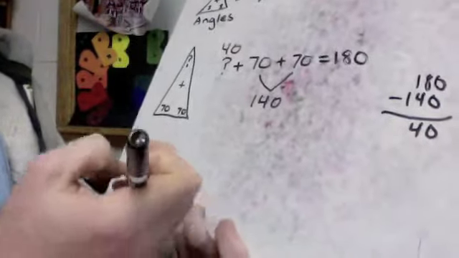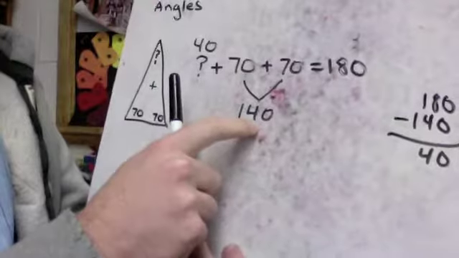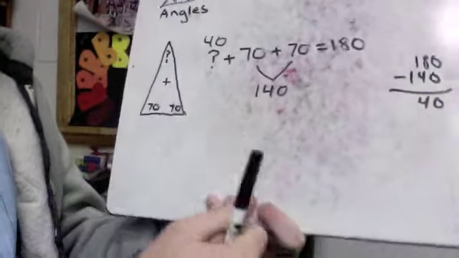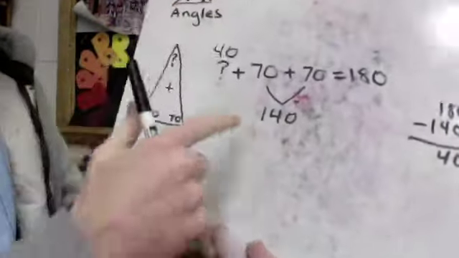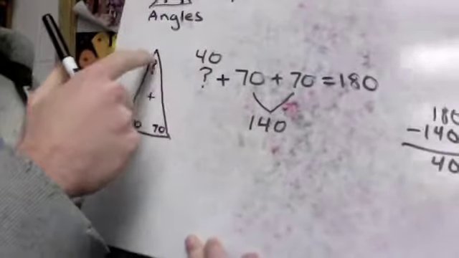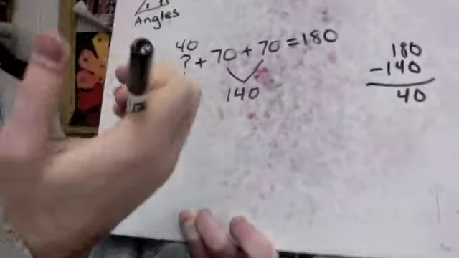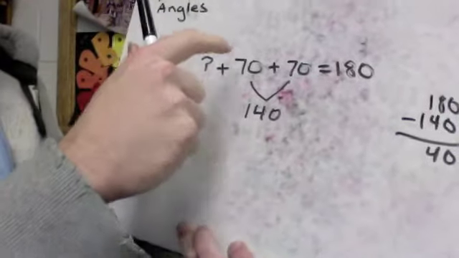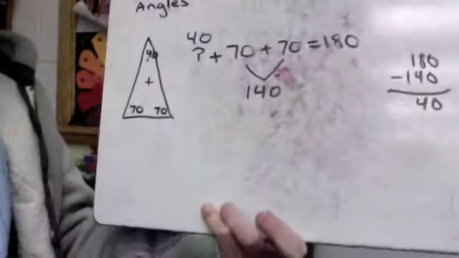I could do a little guess and check. I could try to think what it would be. Something plus 70 plus 70 equals 180. So I get 140 here. What plus 140 equals 180? Well, 140, 150, 160, 170, 180. That's 40 more. So 40 must go there. Okay. It really doesn't matter how you do this. There's a lot of ways to do it, but in the end, whatever you get, that missing angle plus the ones that you have need to add up to 180 degrees if it's a triangle.